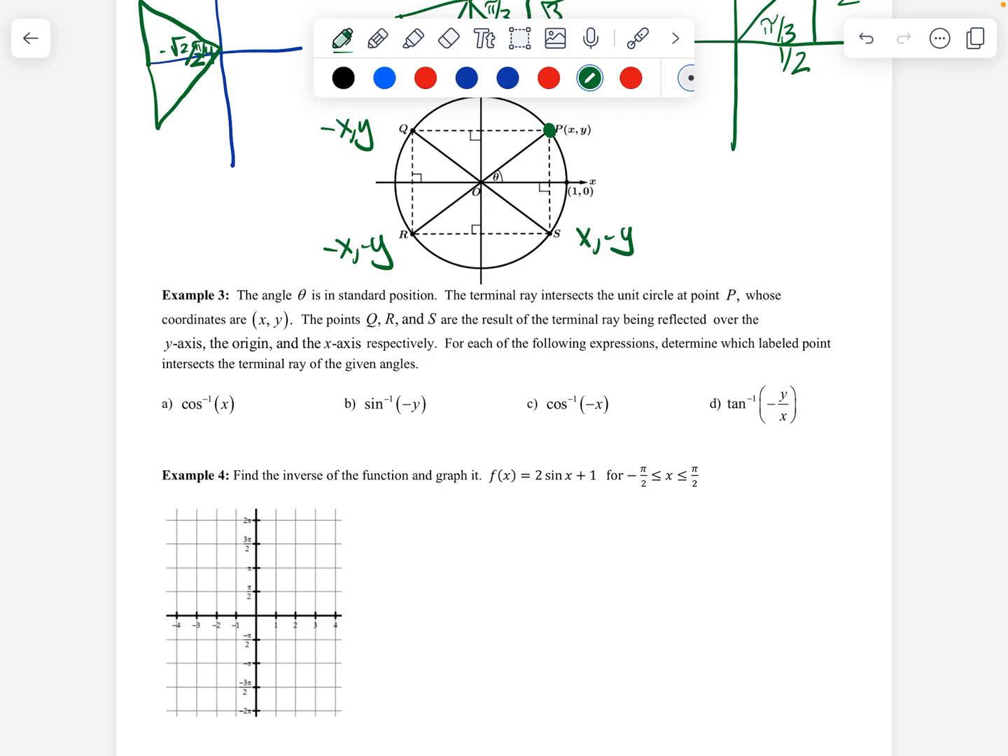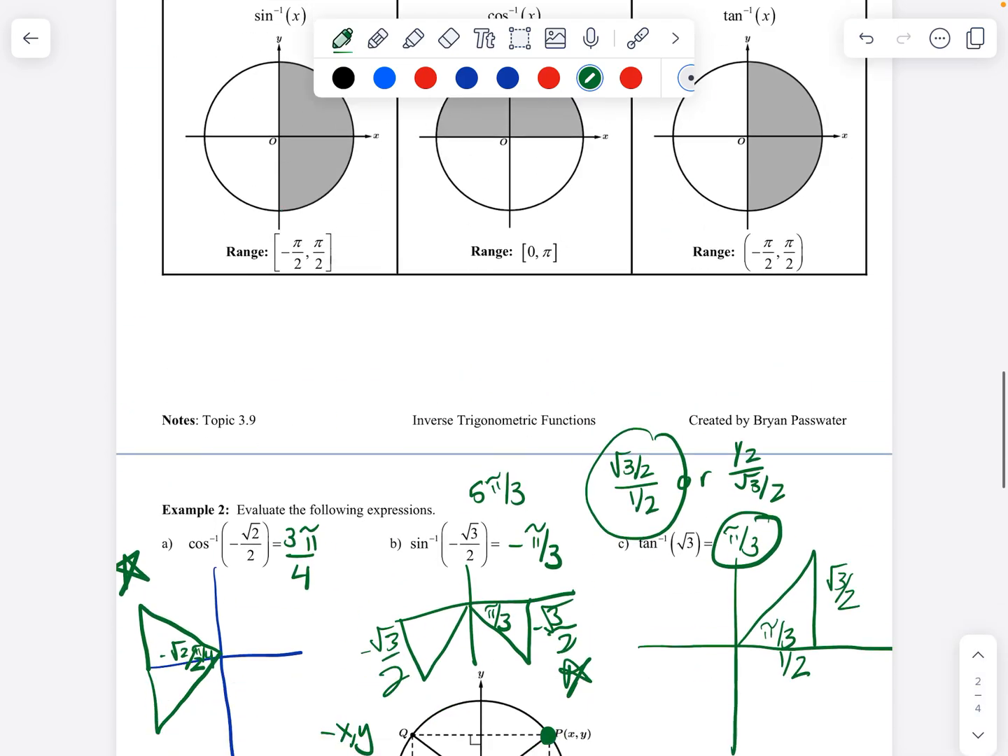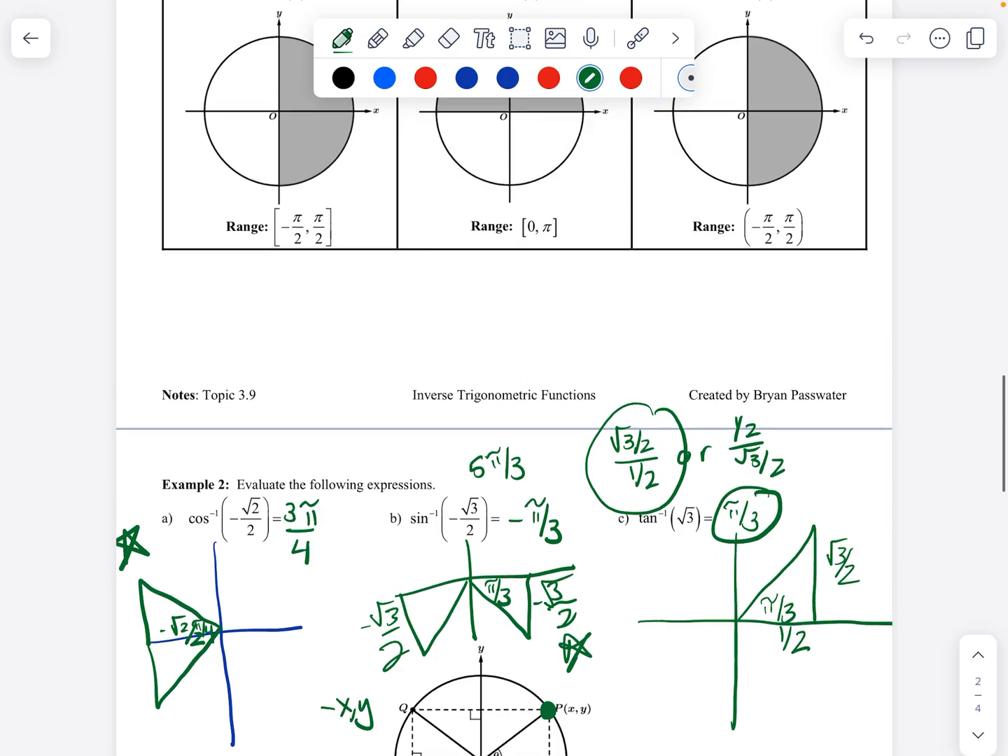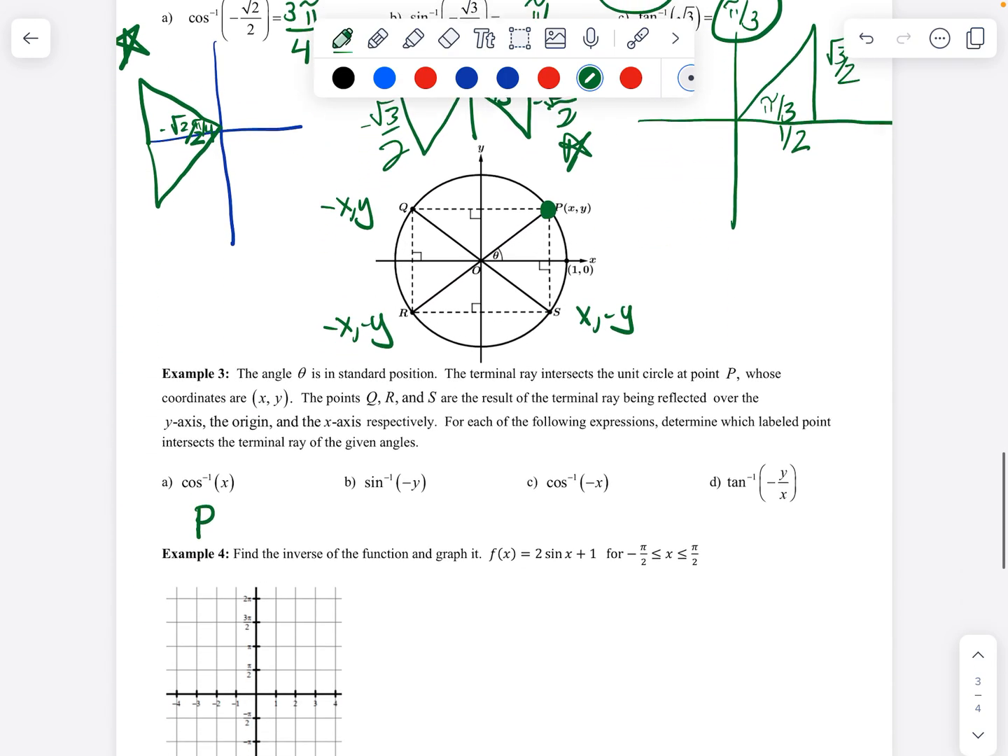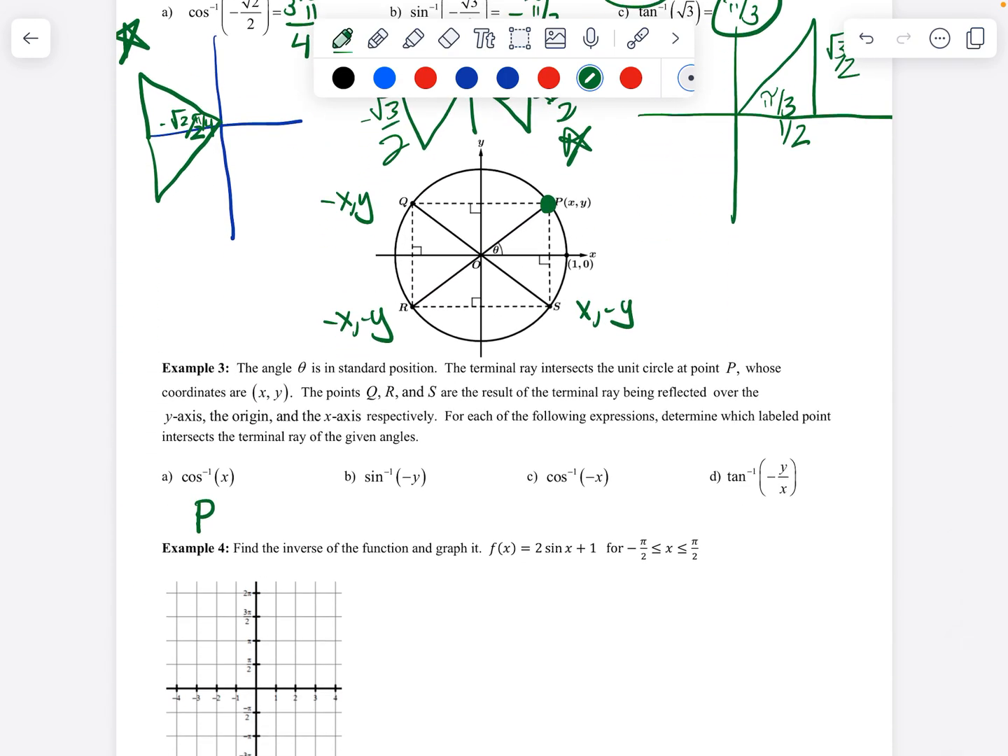For each of the following expressions, determine which labeled point intersects the terminal ray at the given angle. So the inverse cosine of x. Well, that's just point P, right? Because our x is positive. The inverse sine of negative y, right? Cosine is in the top two quadrants. Sine is in 1 and 4. So which one would be negative y? Well, that would be S.